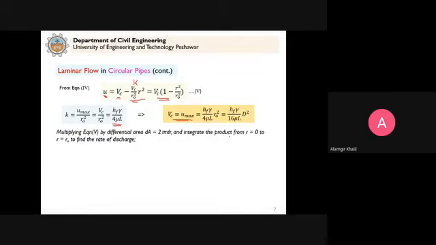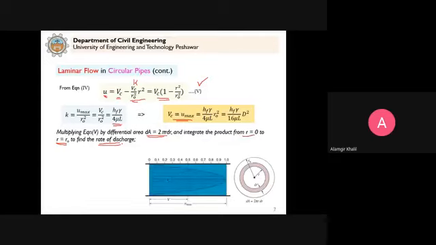Now what we do is multiply equation 5 by a differential area dA, where dA is equal to 2 pi r dr, and then integrate that equation from r equal to 0 to r equal to r naught to find the rate of discharge. Clear? Look at this figure here. In order to calculate the discharge, we consider an area dA. We have circular pipes, so this is the area dA that we consider.